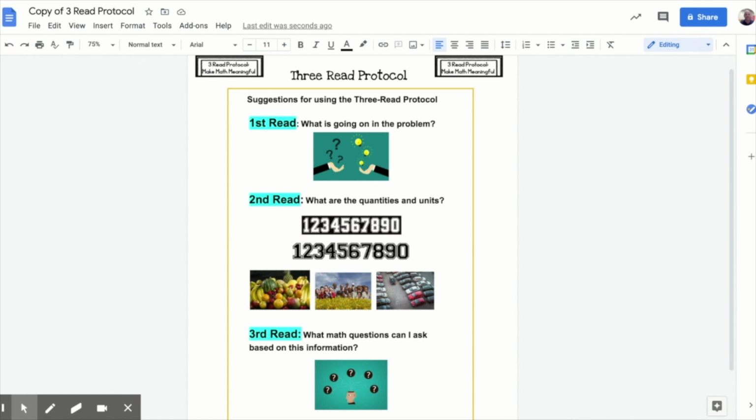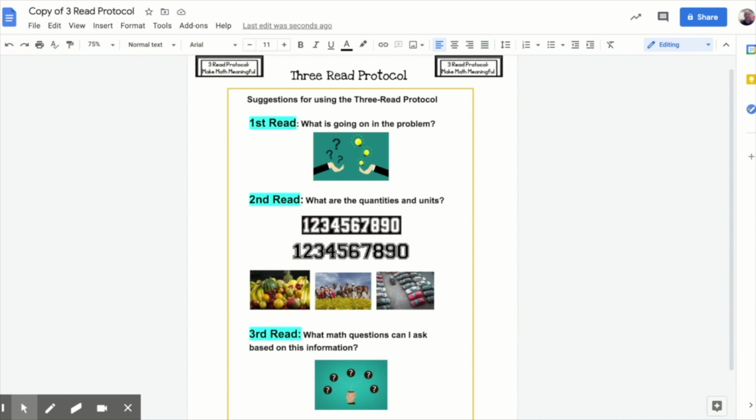One of the organizational strategies that we've been working with students over the last couple years is the 3-read protocol. It's important for you as a parent to understand how your child should be using this when they're solving math word problems. This is an organizational tool for students to get the problem started. If you hear a teacher talking about this or your child mentioning this, this is how it's set up.